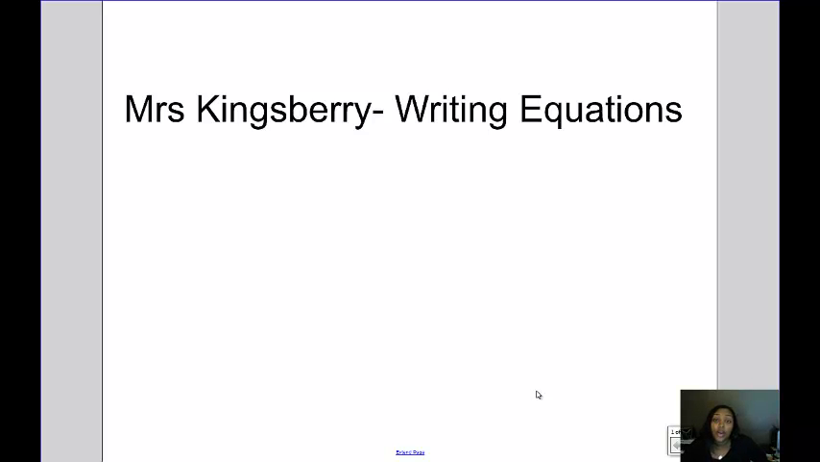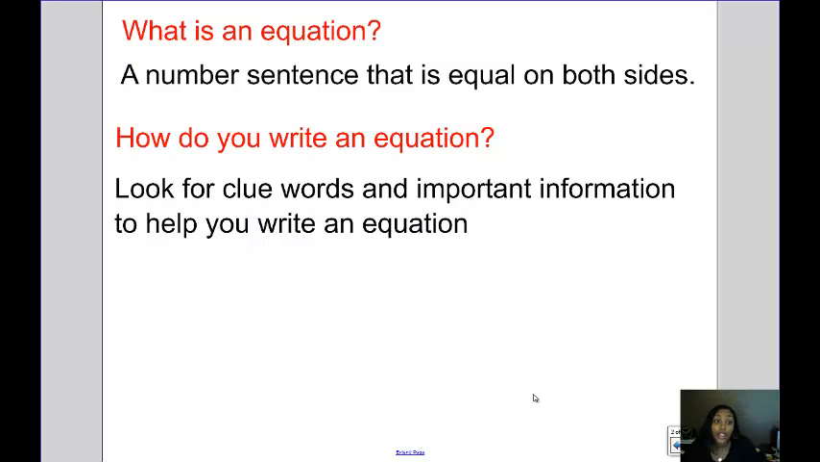So today's video is about writing equations. So what is an equation? It's a number sentence that is equal on both sides, and we've compared it to a balanced balance. How do you write an equation? You look for clue words and important information to help you write an equation.